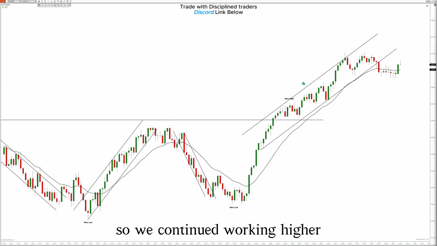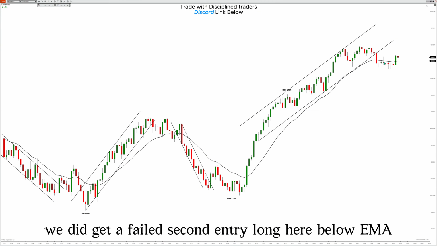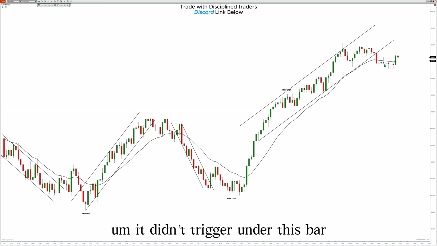So we continued working higher, so I went ahead and drew this spiking channel. We have a break outside of this channel, so it needs to create new extreme. We did get a failed second entry long here below EMA. It didn't trigger under this bar, but it did trigger under this one.